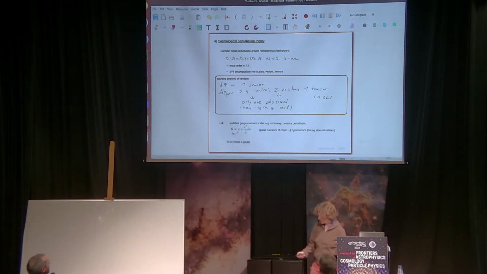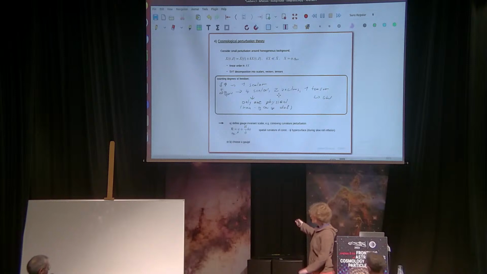What I'm saying is, if you don't do any gauge fixing, you have 10 plus 1 degrees of freedom. The vector is 2 helicities, so two vectors means 2 times 2. The tensor is also 2 helicities, so this is 10. And then you also have 1 here, so you have 11 total.